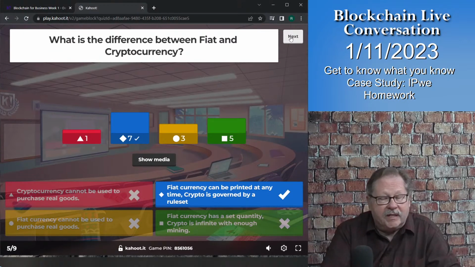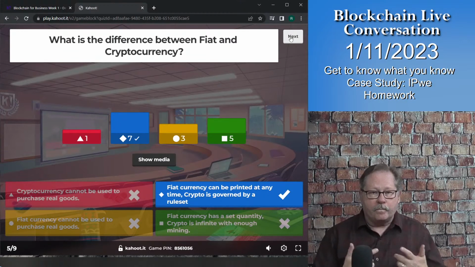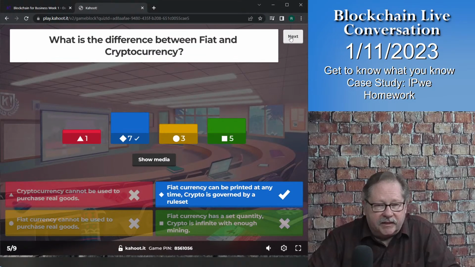So fiat currency can be printed at any time. And that's the main criticism that crypto enthusiasts have of fiat, and the benefit of crypto. Bitcoin, for example, will be capped at a certain number. That'll happen about 2040 after it's mined all of the coin and put them into the wild. But fiat currency, like we saw during the virus crisis, they printed and printed and printed until finally they got it.